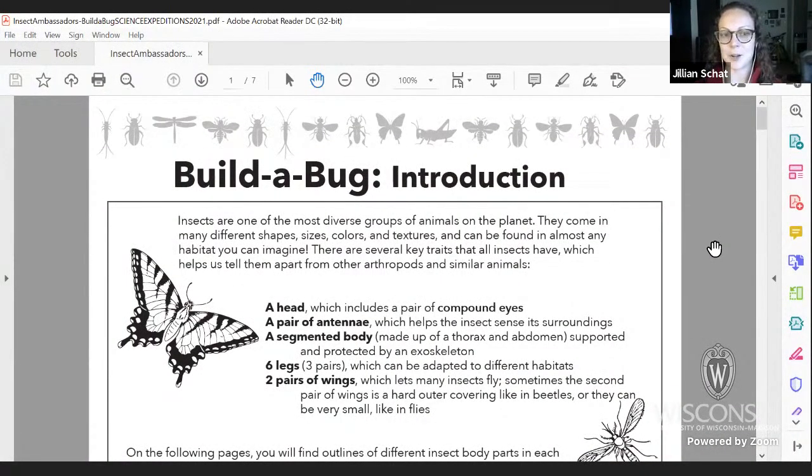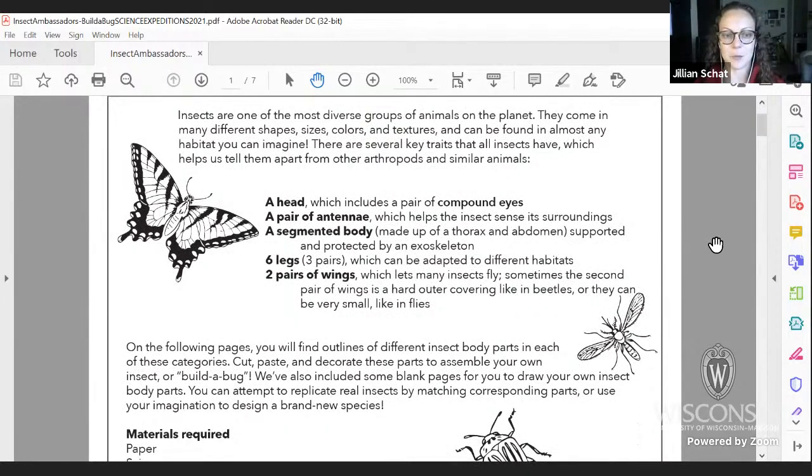This activity is called Build a Bug, and it allows you to look at some of the different adaptations that insects have. This is certainly not an exhaustive list of adaptations. There are so many different kinds of insects, but these are some ones that we thought were kind of interesting. And so at the beginning of this activity, it describes again the purpose of things like pair of antennae, segmented body, 6 legs, to kind of remind you, in case you'd like to look at this later, what sorts of things make an insect an insect.